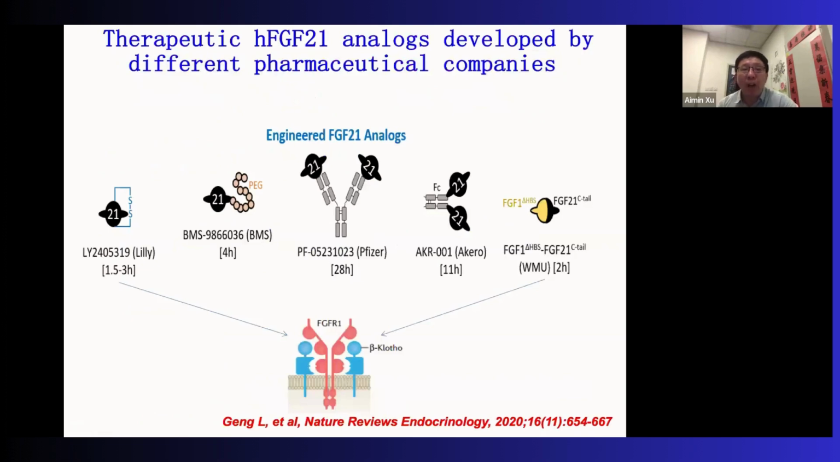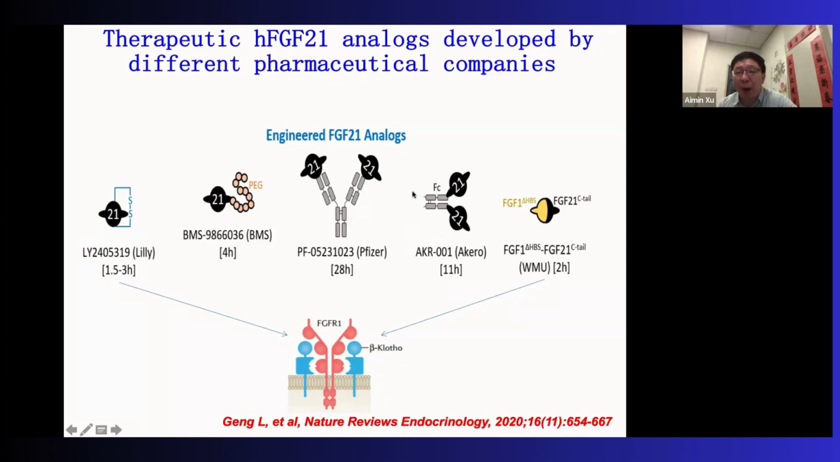Many of these FGF21 analogs have been developed. The initial one was developed by Eli Lilly, but they have stopped because it was not competitive enough, as the half-life is still very short. Then there are the BMS compounds, generated by pegylation and linking to FGF21. And the Pfizer compounds link FGF21 molecules to an antibody fragment.